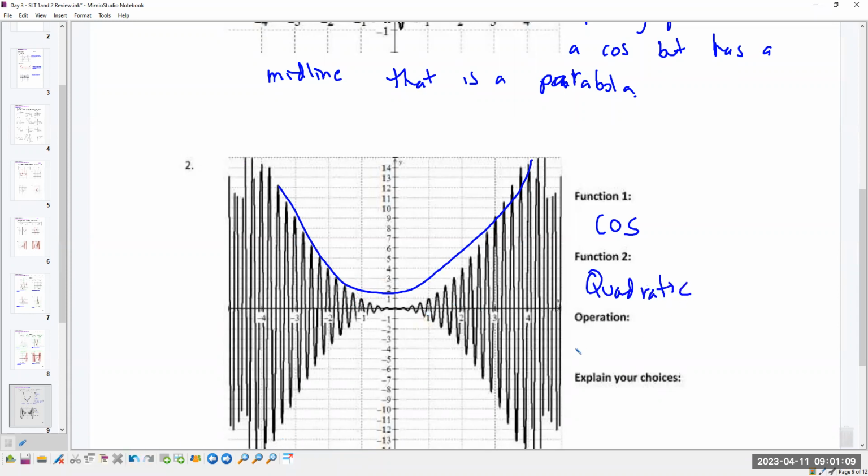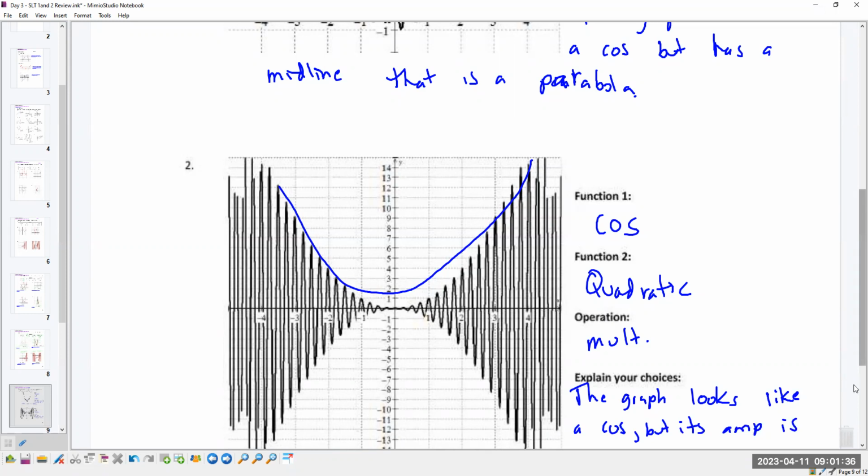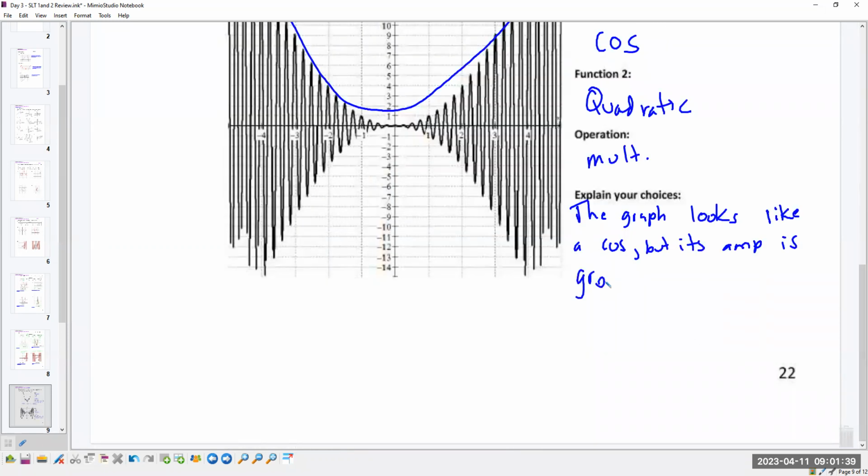The operation between them is going to be multiplication. And my choice is that the graph looks like a cosine, but its amplitude is growing with a quadratic pattern.